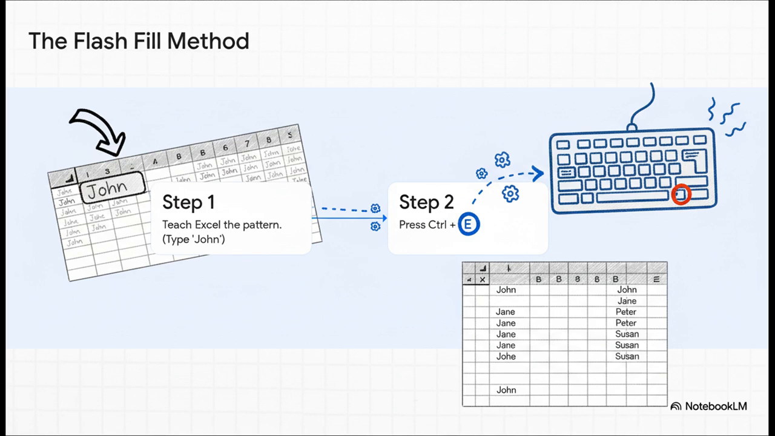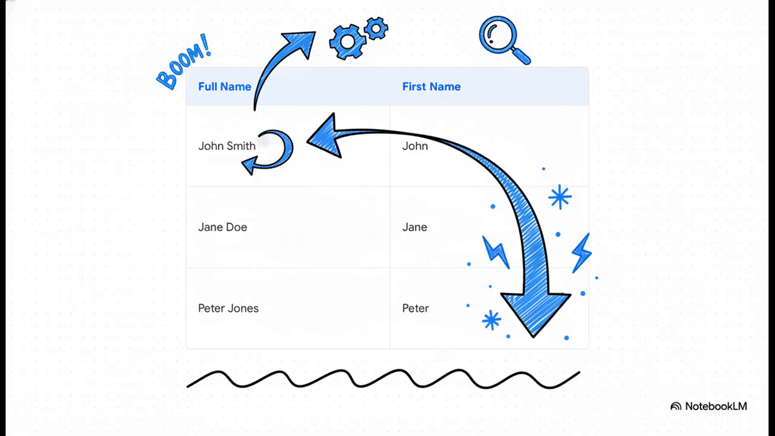Then, step two, you just press Ctrl plus E. And boom, just look at that. The entire column is filled. Instantly, perfectly. Excel saw your one example. It understood the pattern. Hey, just grab the first word from the cell on the left. And it just did that for the entire list. That is the power we are talking about.